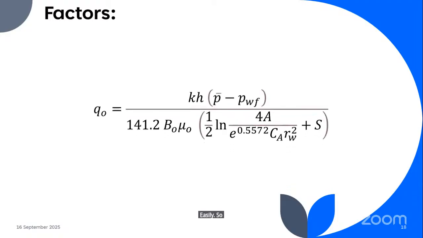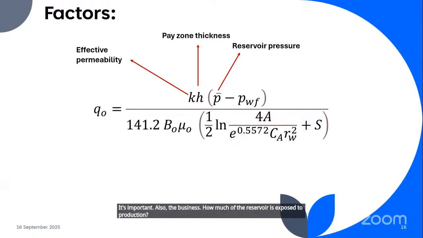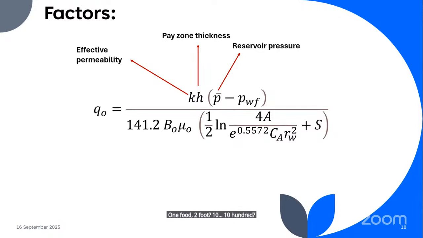So after all, let's talk about factors that affect productivity of the well, or the reservoir deliverable. First of all, you have the reservoir pressure. Is it a strong aquifer, a solution gas, a gas cap, or a combination? The average reservoir pressure is important. Also, the thickness: how much of the reservoir is exposed to production? 1 foot, 2 feet, 10, 100. It affects the production of the well.